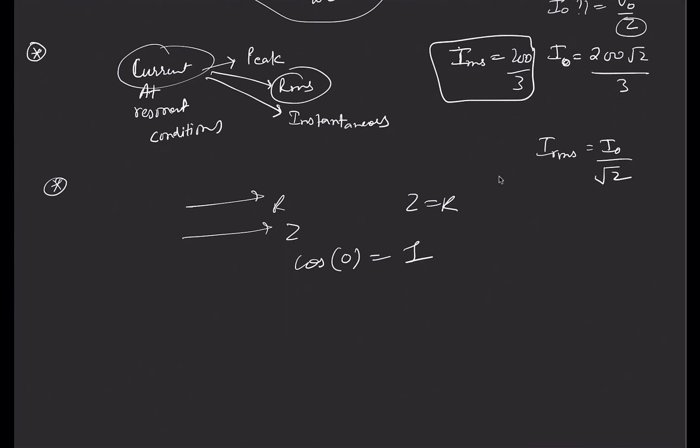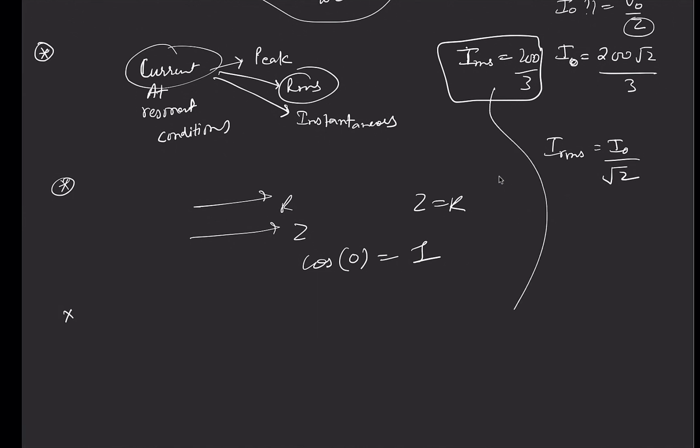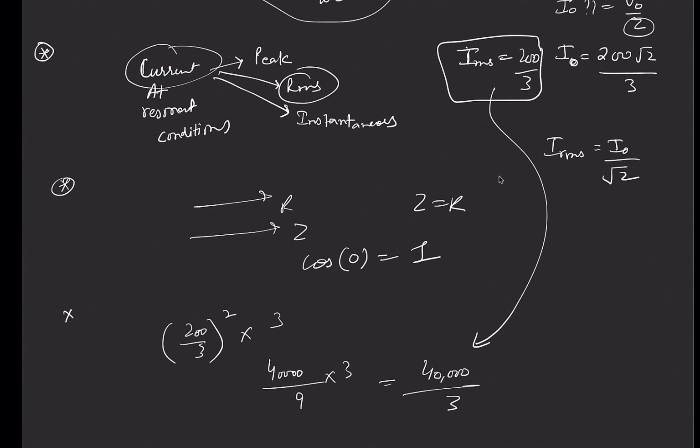In resonance condition, average power is, so in resonance Irms is 200 by 3. So 200 by 3 square into R. R is 3. So this gives 40,000 by 9 into 3, which is equal to 40,000 by 3. So that's your average power in resonance. You can see that since in resonance the current is maximum, therefore Irms is maximum, therefore power is maximum in resonance.